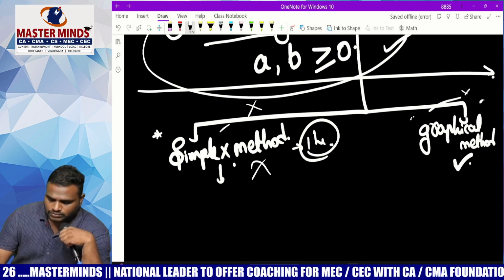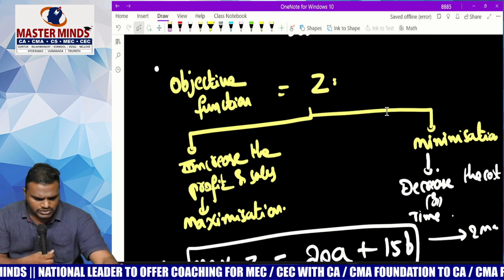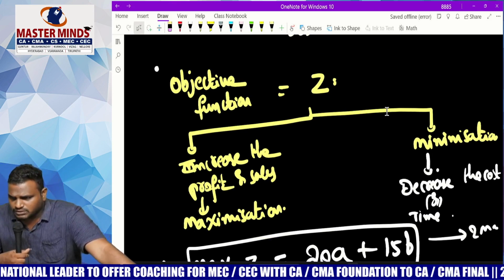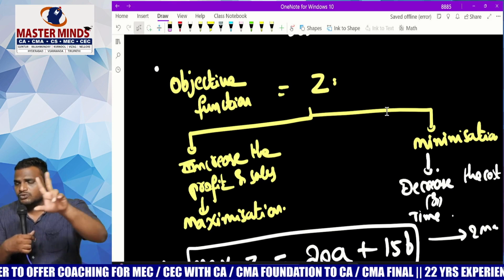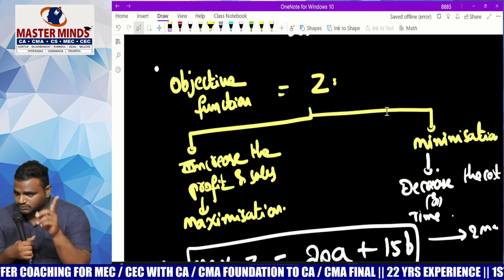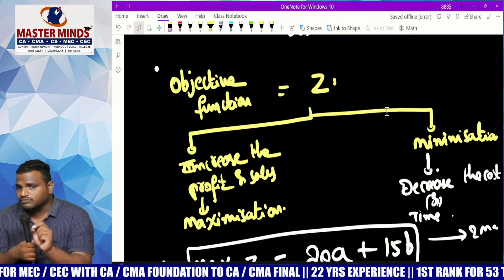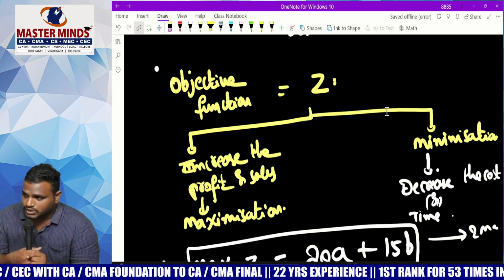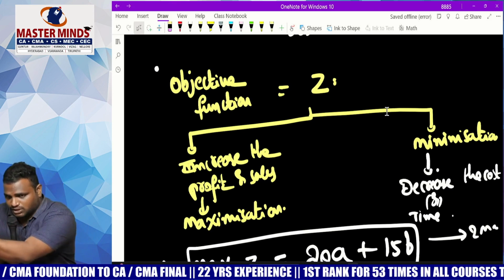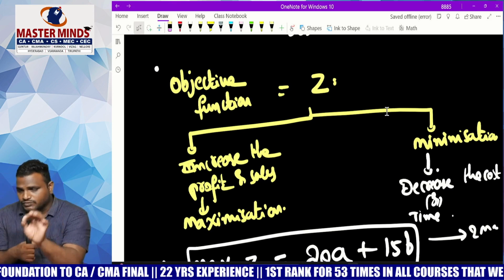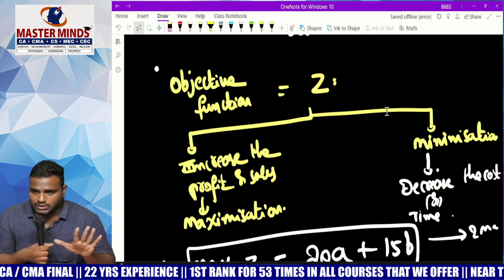Okay. Now, how many sets of equations will come? What are the three sets of equations? Objective function, constraint function, non-negative function. Now, the objective function has two types: maximization or minimization. The objective function is denoted with Z. If it is maximization, then the objective function is maximization of Z is equal to. If it is minimization, then minimization of Z is equal to. Okay. Up to here, clear.